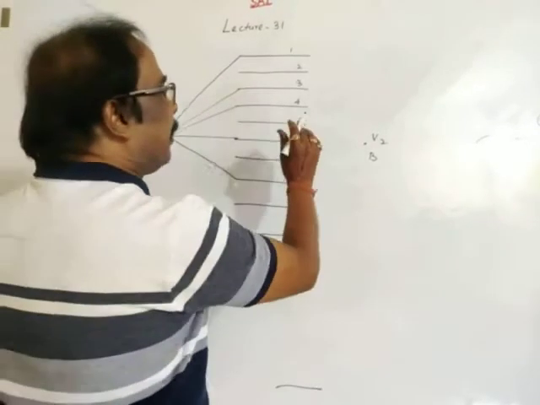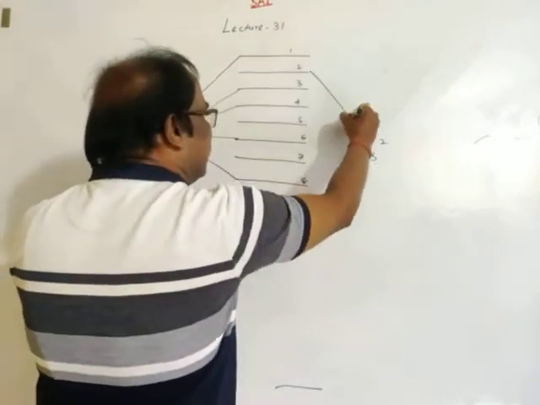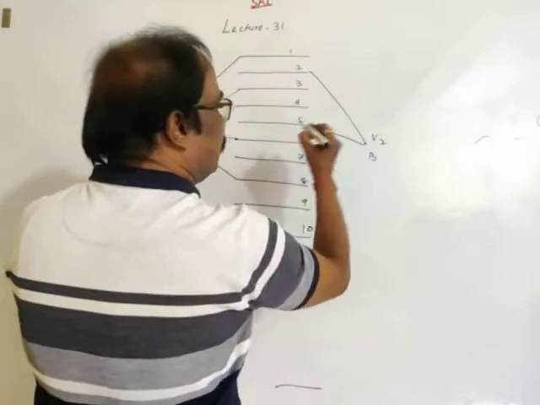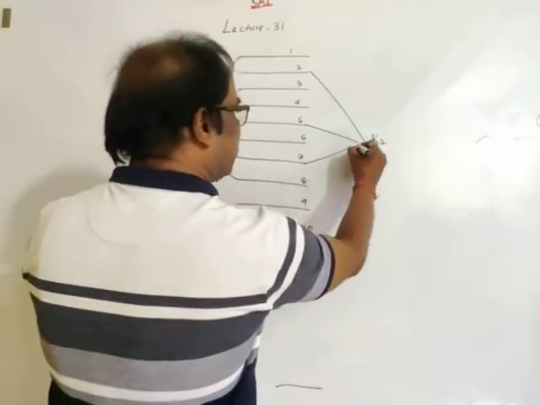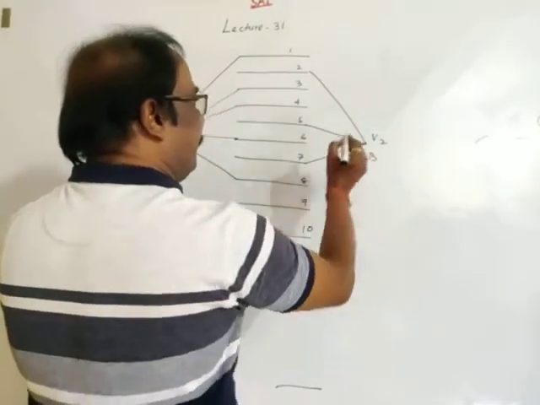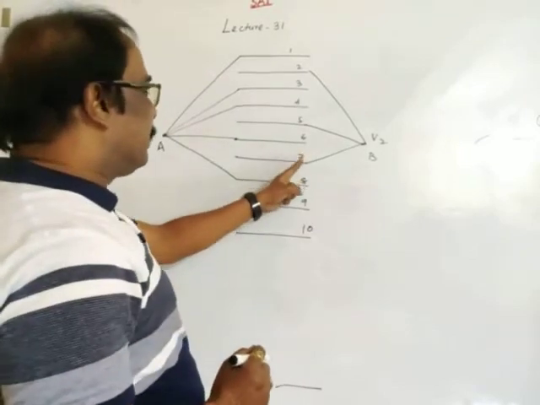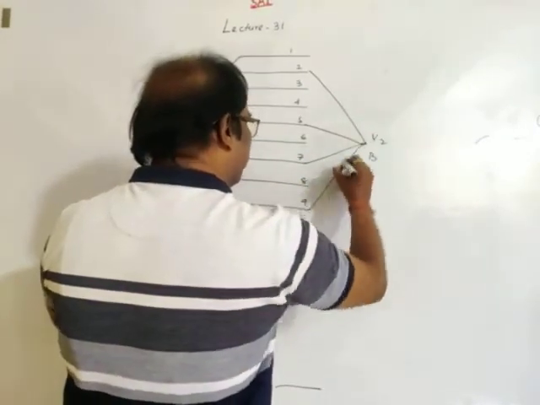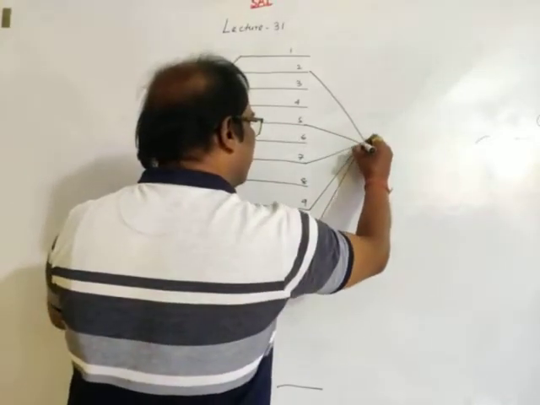Similarly, the second plate is connected to B. The fifth plate is connected to B. The seventh plate is connected to B. Eighth is connected to A. And the ninth plate is connected to B. The 10th plate is connected to B.